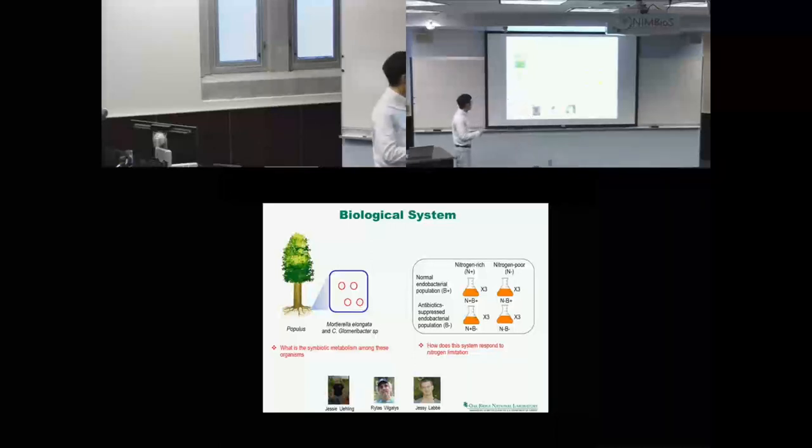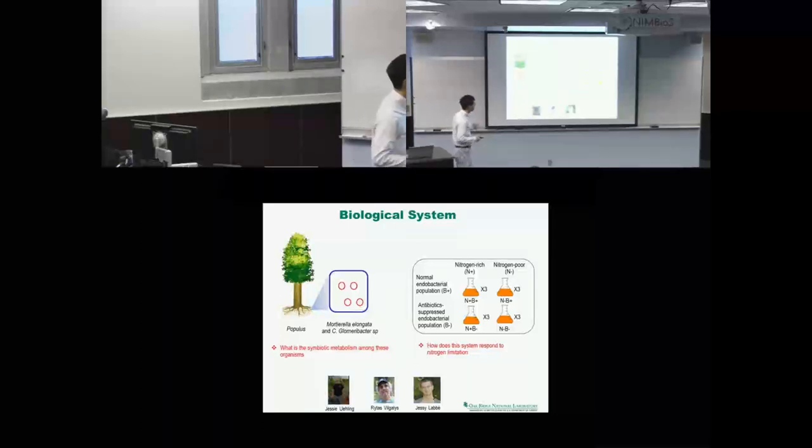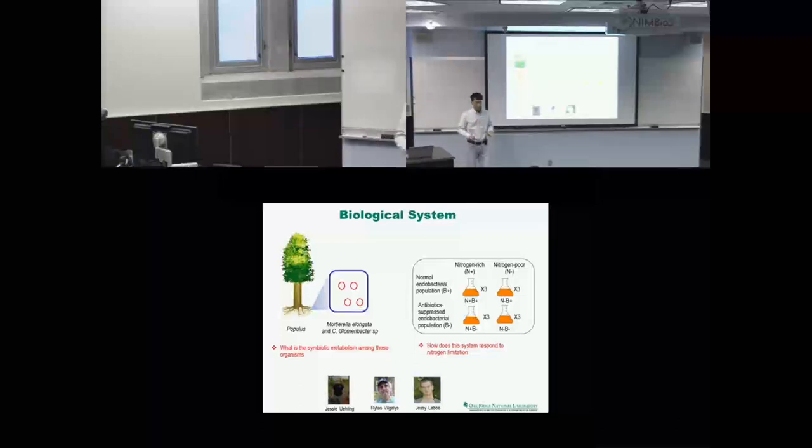So the question is, what's the symbiotic mechanism among these different organisms? This is the first question. The second question is, we know these plant-associated organisms tend to help the plant with nutrient acquisition, like acquiring nitrogen and phosphorus from the environment. So the first question we ask is, how does this system respond to nitrogen limitation?